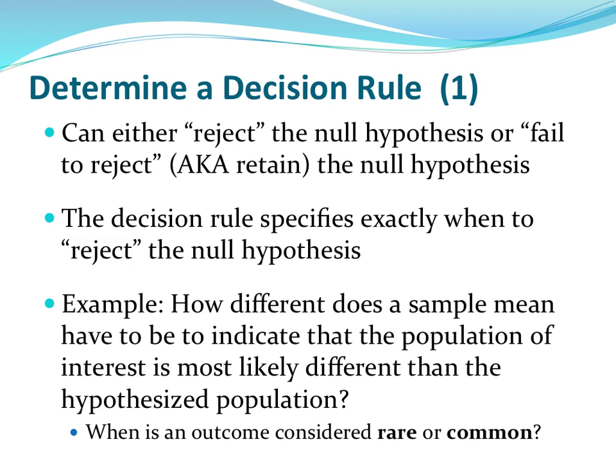The decision rule specifies exactly when to reject the null hypothesis. For example, how different does a sample mean have to be to indicate that the population of interest from which the sample was drawn is most likely different than the hypothesized population? In other words, when is an outcome, such as a sample mean, considered rare or common?